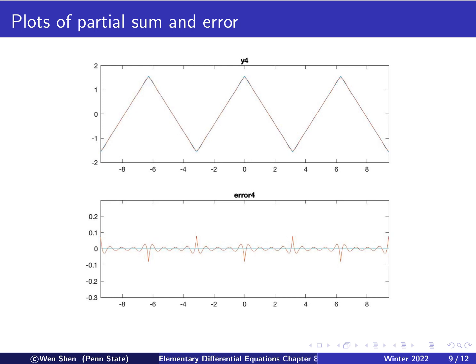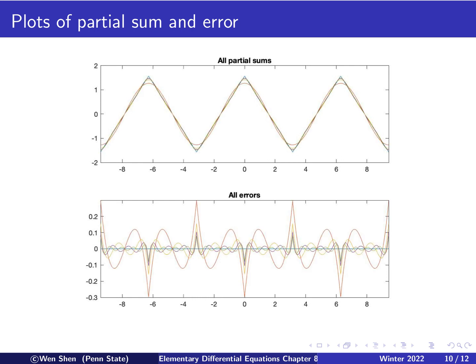Okay, so one more plot for y4. It looks like it's even better, the approximation of y4 to function r. And if we look at the error, it's even smaller here, and also the peaks are smaller. So everything looks good.